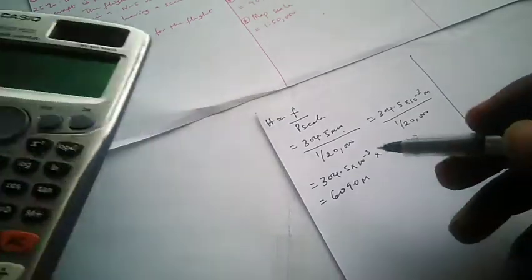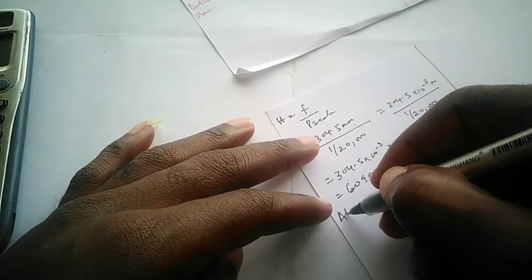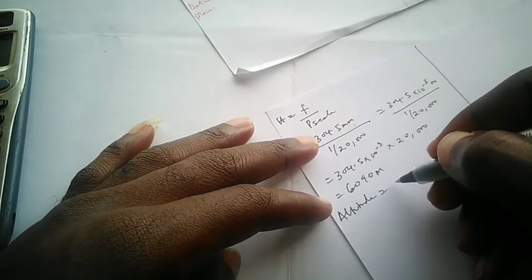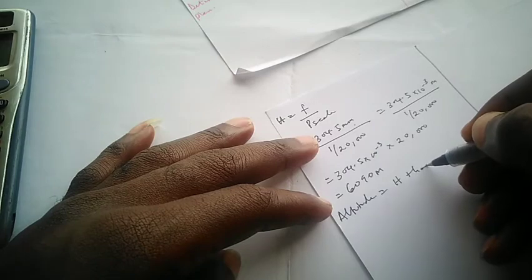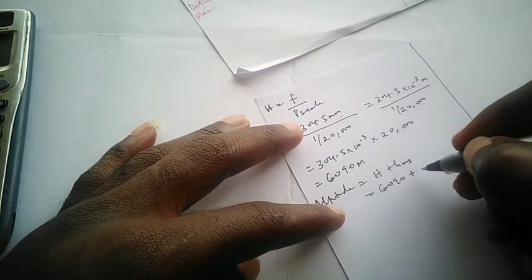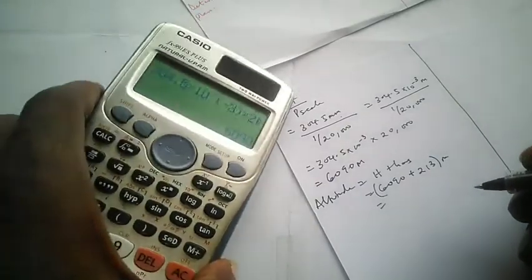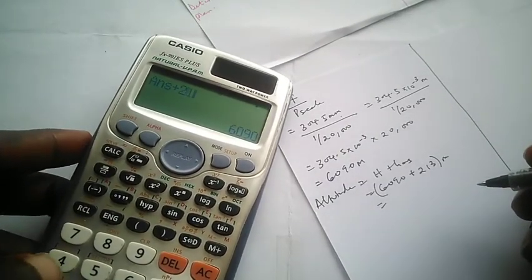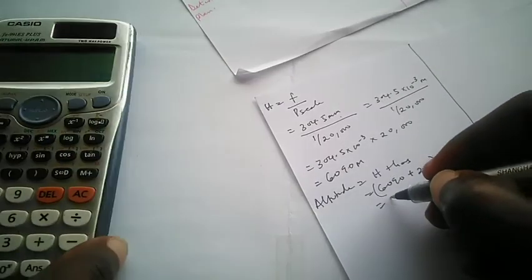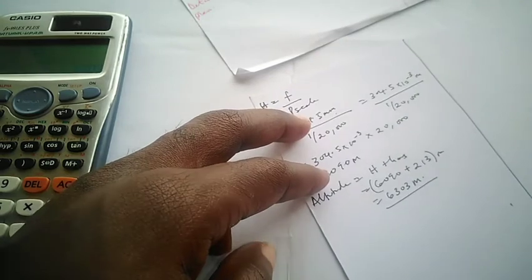So we have 6090 meter. Then our altitude from the formula we have here is h plus the flying elevation plus the average elevation given to us. Therefore, the altitude, which is equal to h plus the h average, will now be 6090 plus the h average given to us, 213, all in meter. So we have 6303 meter as the altitude of the aircraft.